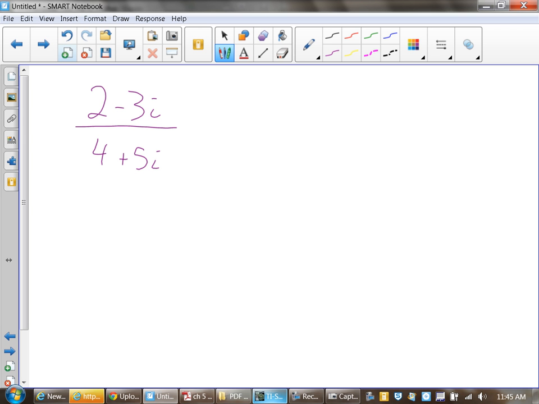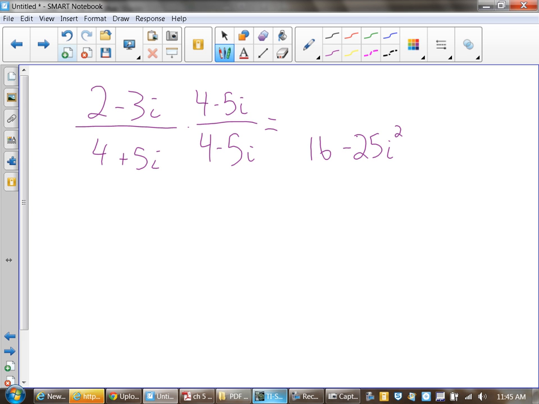4 minus 5i. Remember, I multiply by the conjugate. FOIL. In your denominator, you're not going to have a middle term. Your i value will drop out. So you wind up with 16 minus 25i squared.